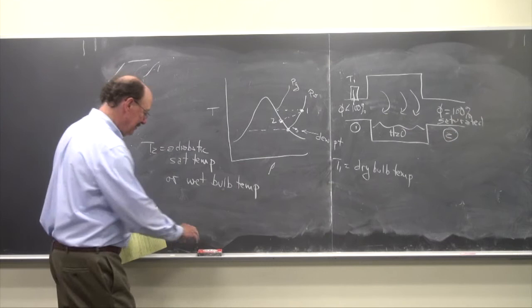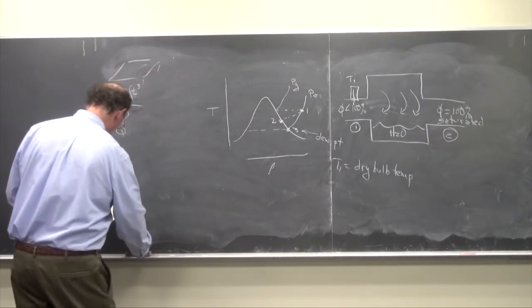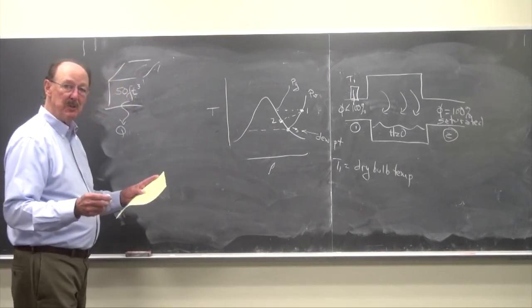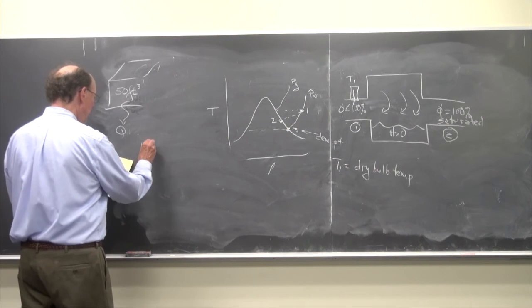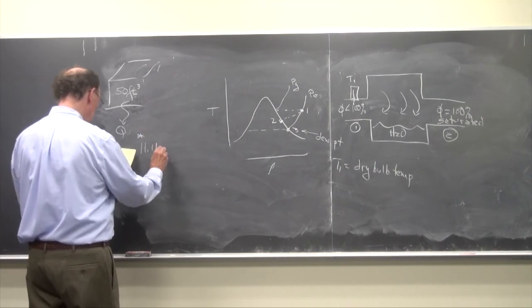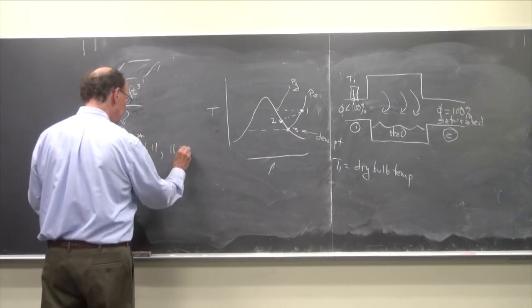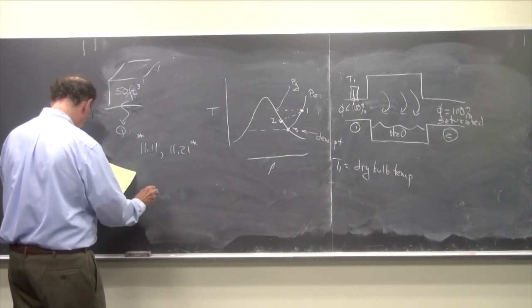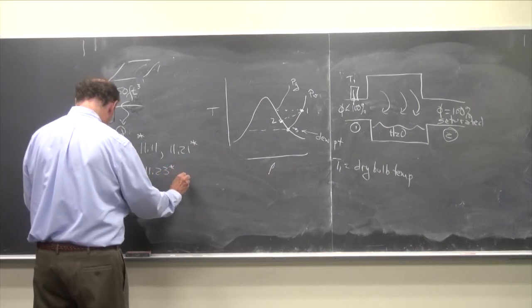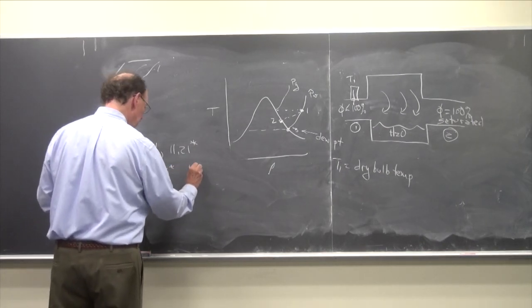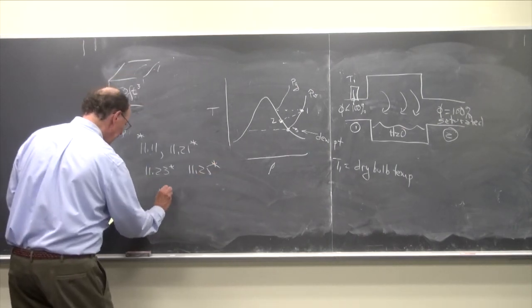For homework, which I nearly forgot, we're going to be doing this part in English units. So we have 11.11 star, 11.21 star, 11.23 star, 11.25 star, and 11.29 star.